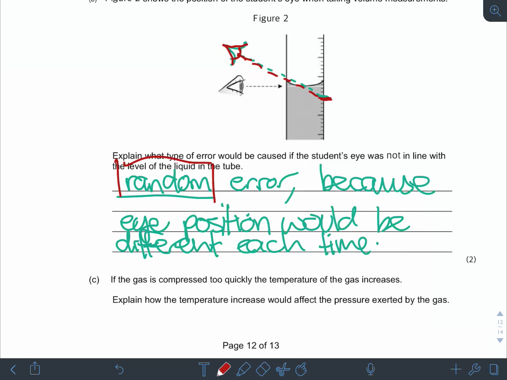Please do not refer to it as a human error, because human errors do not exist in GCSE. You've got random errors, you've got systematic errors, and then you have to describe what they actually are. Human error is never enough. So please get that out of your toolkit and write down random error.